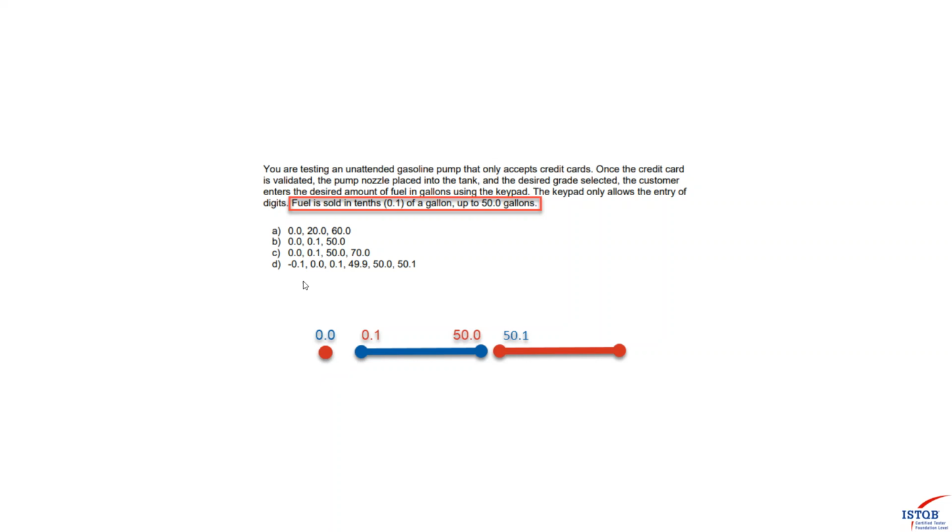I guess negative numbers can be excluded because of this sentence. The keypad only allows the entry of digits. It means that user physically can't enter anything below 0.0. That is why I put this as partition on its own. Second reason why I did it. Because I don't see negative numbers in any of these answers. Only in the answer D. And I already see that it is invalid answer.